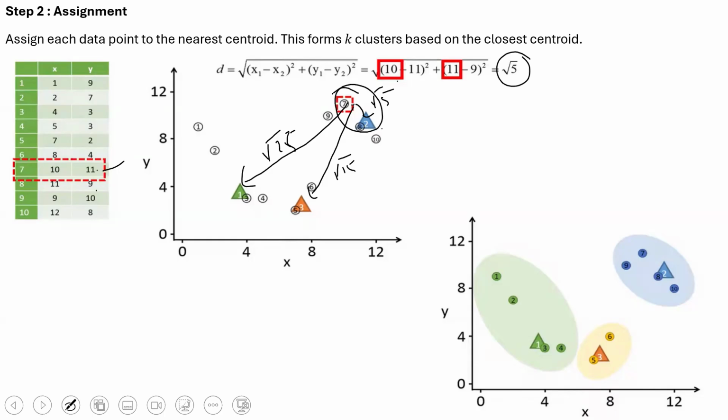Similarly, for every other point, you calculate the distance to all the centroids and assign it to the centroid which is closer to it. Once you do that, you form three clusters out of all the points. So this is cluster number 1, this is cluster number 2, and this is cluster number 3. This is based on the distances from the point to the centroids that you have chosen in step 1. Now you formed three different clusters in step number 2.